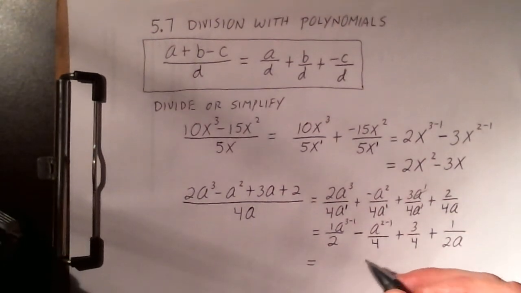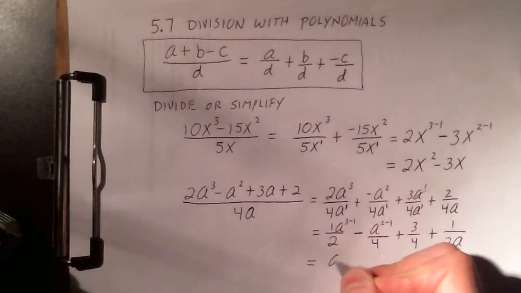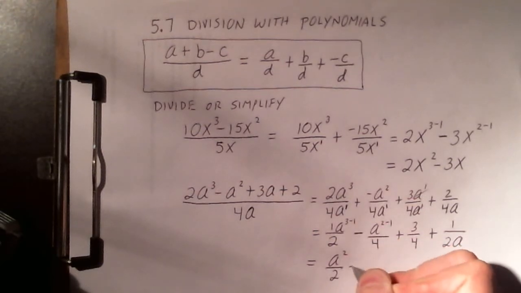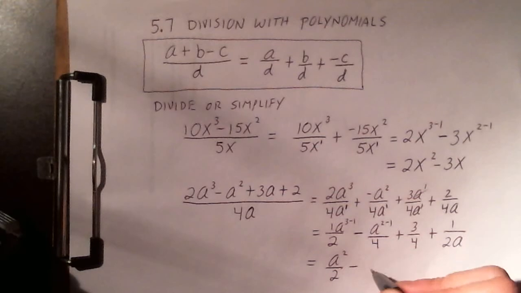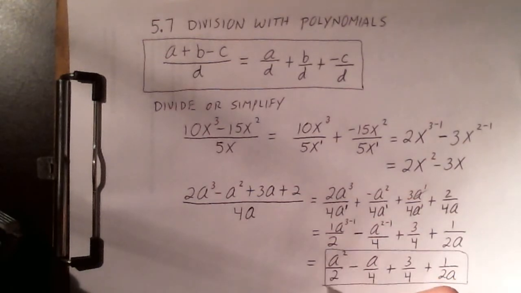Now we just simplify this a little bit further. A to the 3 minus 1 power is a squared. A to the 2 minus 1 power is a. Plus 3 over 4. Plus 1 over 2a. And this is it. This would be your final answer for having divided this polynomial by that monomial.